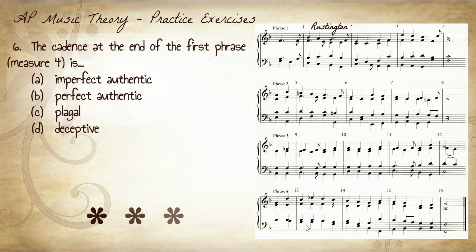Question 6. The cadence at the end of the first phrase, measure 4, is A, imperfect authentic, B, perfect authentic, C, plagal, or D, deceptive.